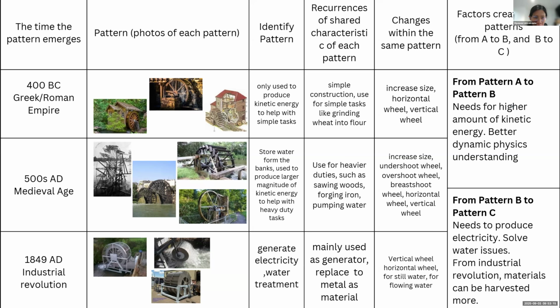Okay. I like the way you identify patterns and categorize them into three patterns. First of all, you mentioned the simpler one, the simple tasks. And then the second one, humans have more knowledge on using it, and we could store water and produce a larger magnitude of energy from the water wheel. Forging iron, yeah, this one I'm not very familiar with a little bit.